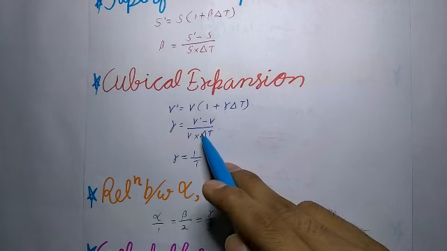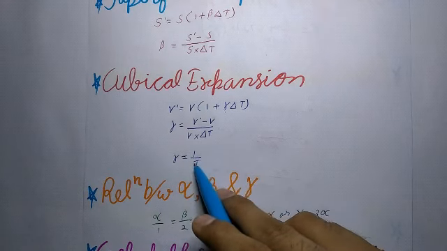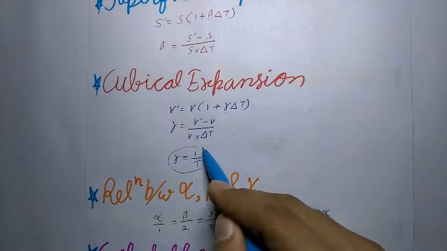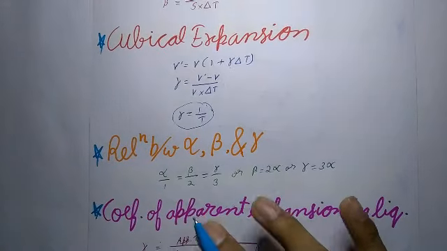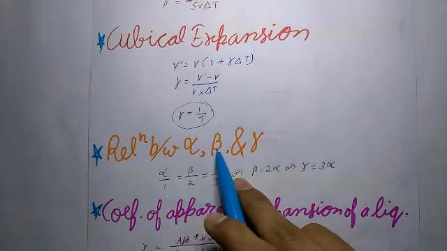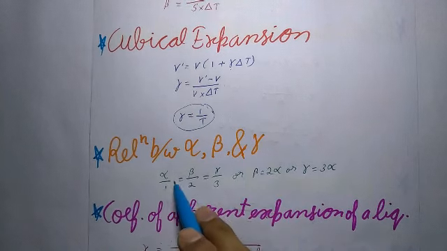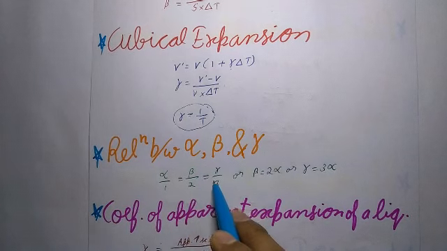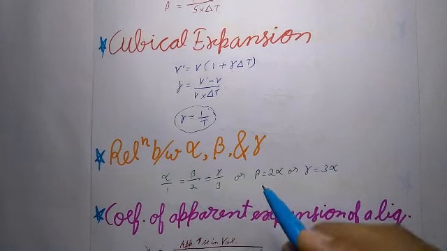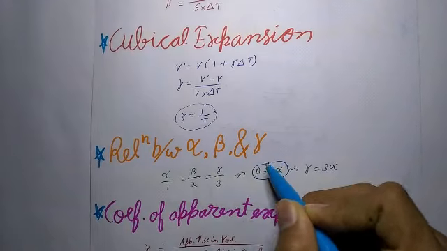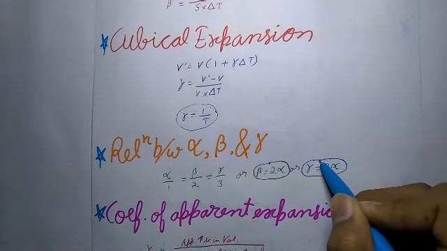It is defined as the increase in the volume per unit volume per degree rise in the temperature. The coefficient of cubical expansion of an ideal gas is equal to the reciprocal of its absolute temperature, gamma equals 1 by T. Now, next is the relationship between alpha, beta and gamma. The three coefficients of thermal expansion are related as alpha by 1 equals beta by 2 equals gamma by 3, or beta equals 2 alpha, or gamma equals 3 alpha.